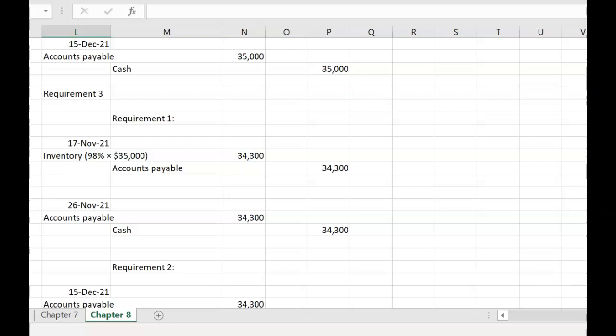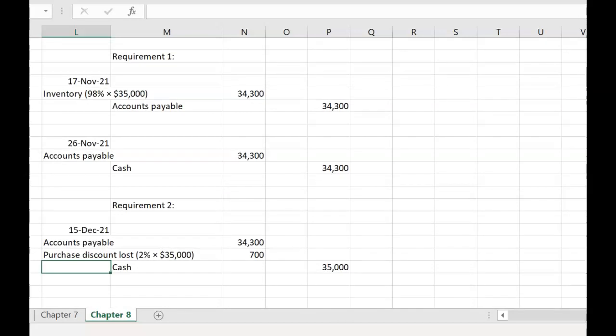In requirement 2, they ask us to prepare the journal entry for the payment, assuming instead it was made December 15th. Well, on December 15th, they'd have to remove the original purchase accounts payable, which was $34,300, but they had to pay cash of $35,000 because it was not paid within the discount period. So therefore, we have to debit an account called purchase discount loss for the $700.